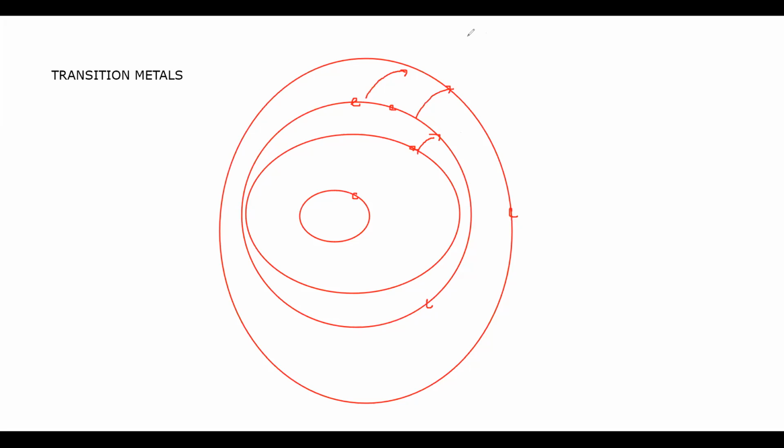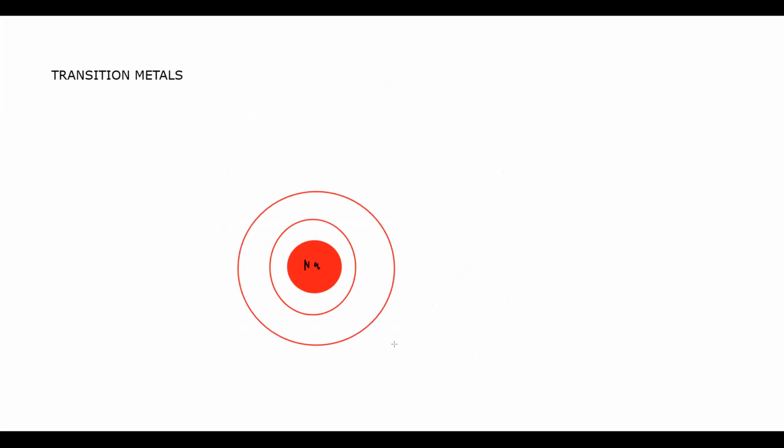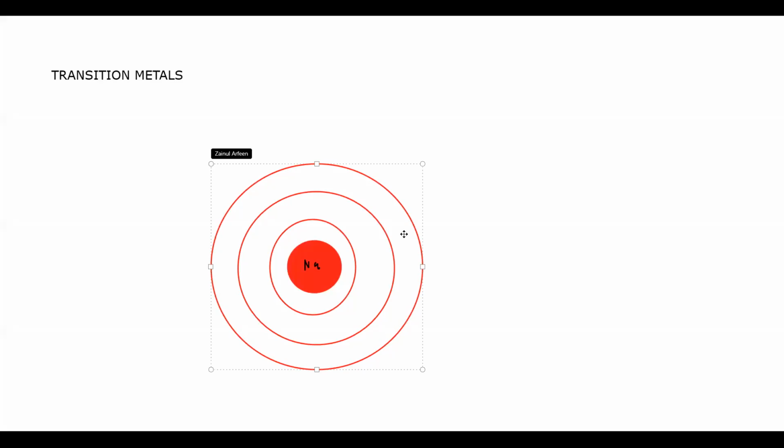Like if I draw the structure of sodium, this is the nucleus of sodium. The first shell of sodium contains 2 electrons. The second shell contains 8 electrons, and the third shell contains 1 electron. So this is a normal structure for sodium.